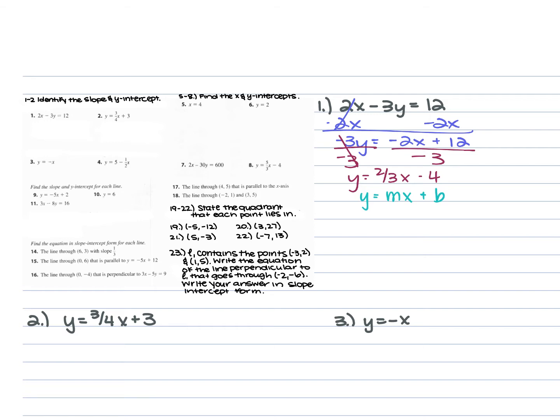Okay, so your slope is m. What is your slope from this equation? 2/3. Your y-intercept is the ordered pair that includes b in it. So it's 0, comma b. What is your b? Negative 4. So the y-intercept is 0, negative 4.